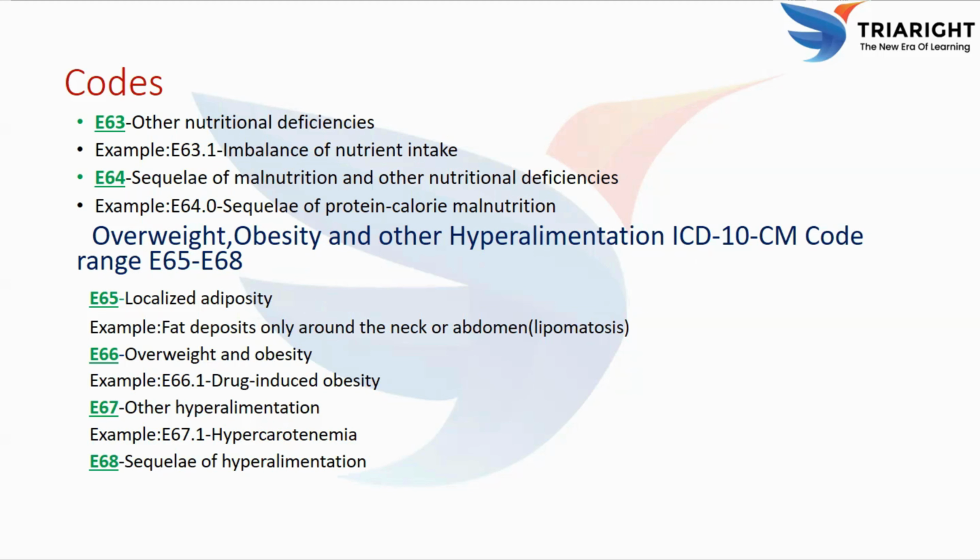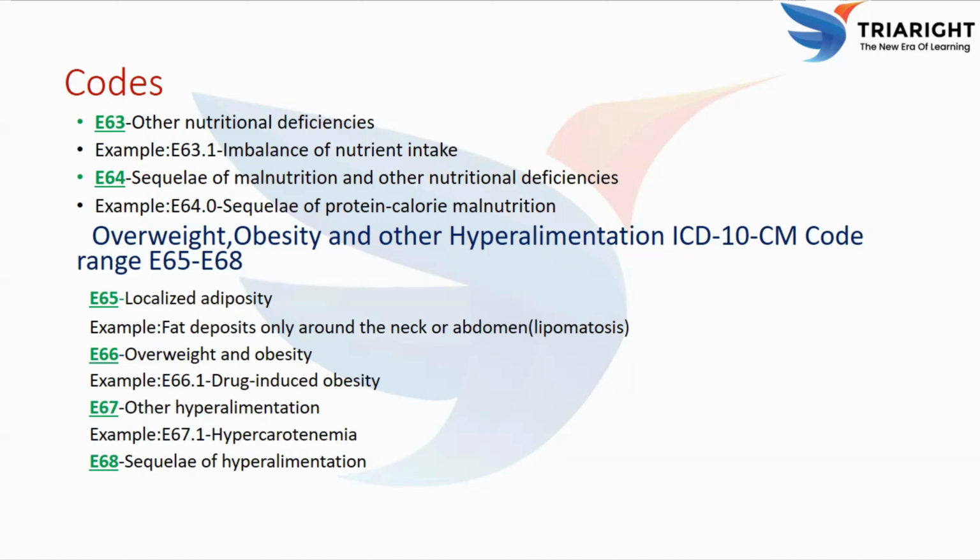So coming to the examples of this, E65 is localized adiposity. Adiposity is nothing but fat accumulation, right? So fat deposits occur in specific body areas and are not evenly distributed, for example, fat deposits around the neck or abdomen.